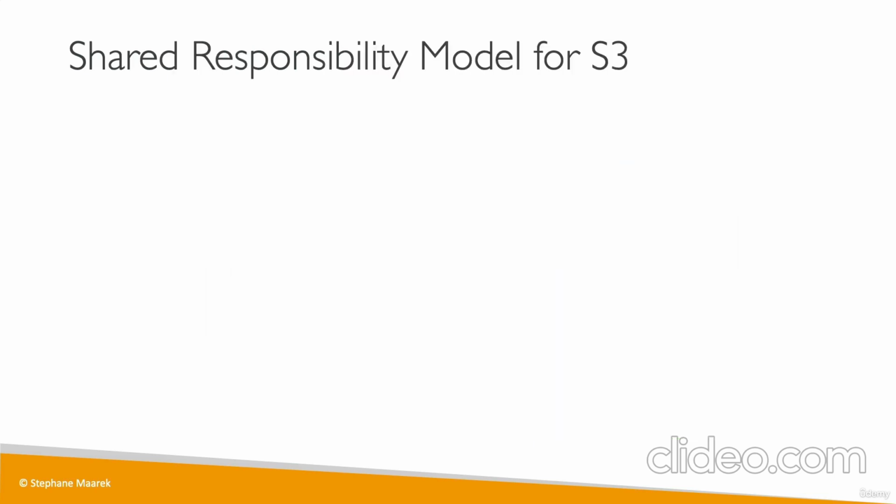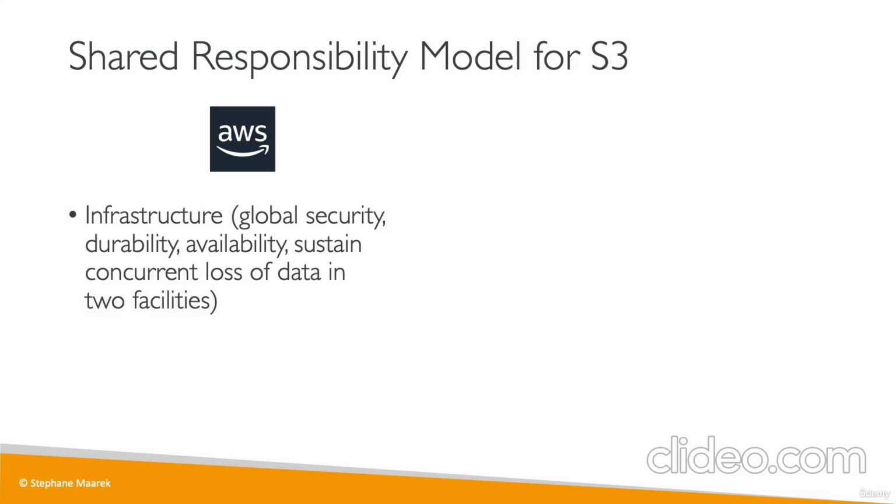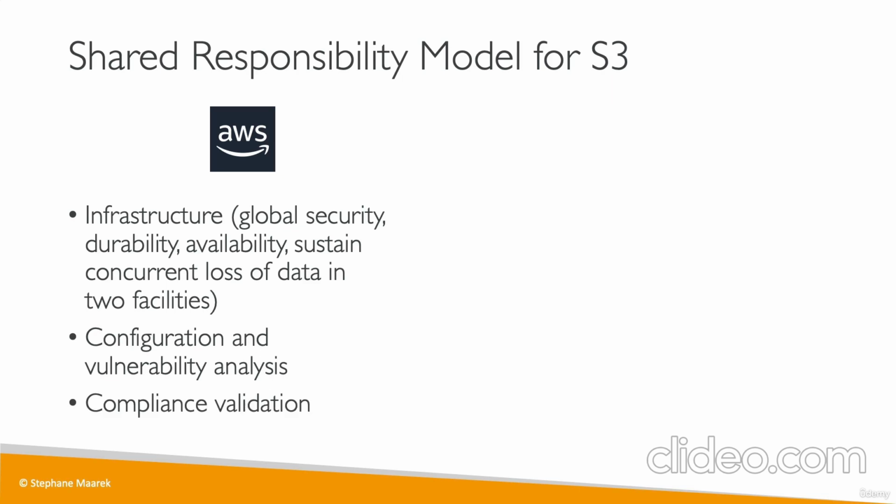As always, it's good to see what is the shared responsibility model for Amazon S3. So AWS is going to be responsible for all the infrastructure. That includes all the things specific to S3, so the durability, the availability, the fact that it can actually sustain concurrent losses of two facilities, as well as obviously their own internal configuration and vulnerability analysis and their own compliance validation internally within their infrastructure.